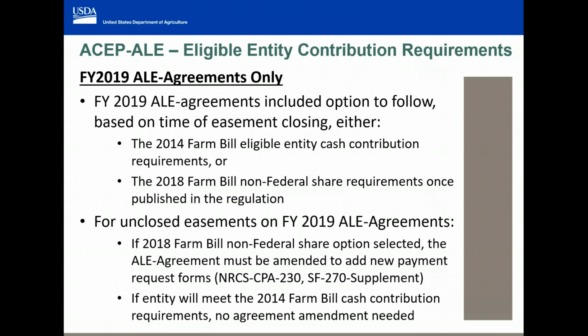So when the new forms come out, there will be a new 230 and a new 270. We need to swap those out on your ALE agreement in order for you to be able to use them and use the new cash contribution paradigm. So that will require an amendment to the agreement. If you want to continue to use the 2014 Farm Bill cash contribution requirements, then you won't need to amend the agreement.